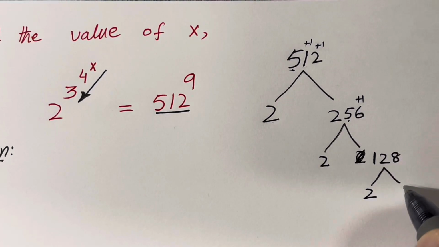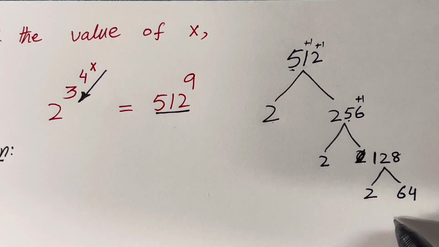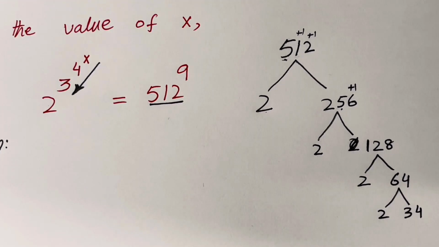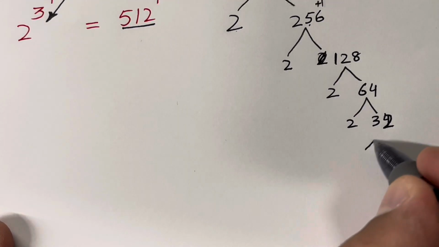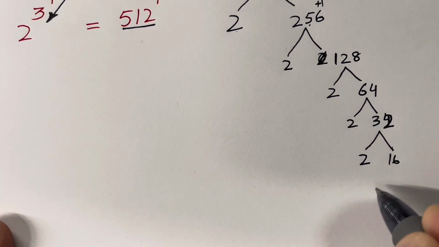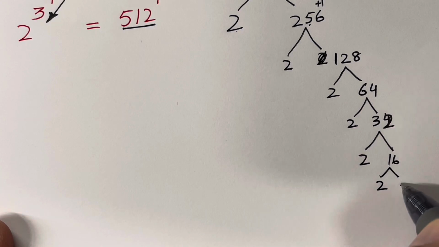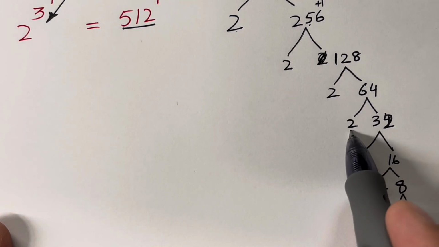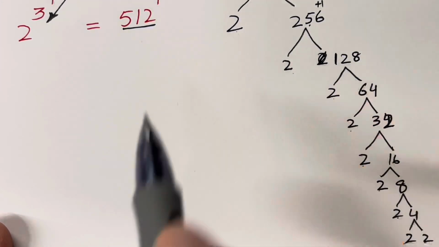128 divided by 2 is 64, and 64 divided by 2 is 32. If you continue like this, 32 divided by 2 is 16, 16 divided by 2 is 8, 8 divided by 2 is 4, and 2 2s are 4. Now let's count the number of 2s: 1, 2, 3, 4, 5, 6, 7, 8 and 9.